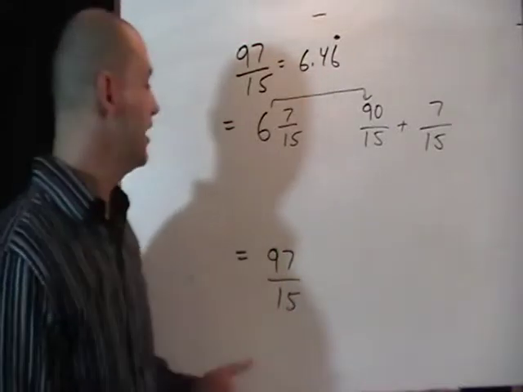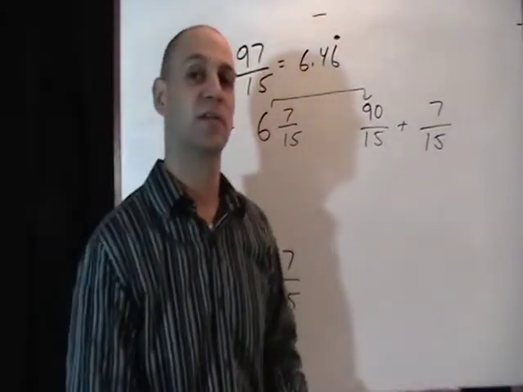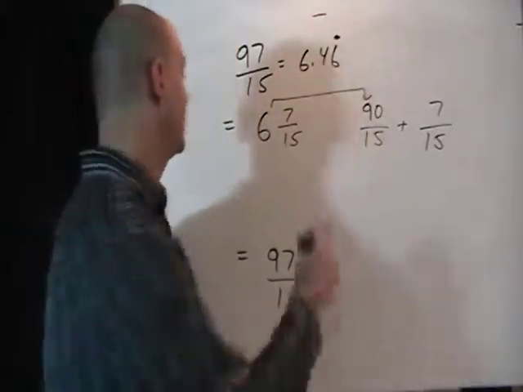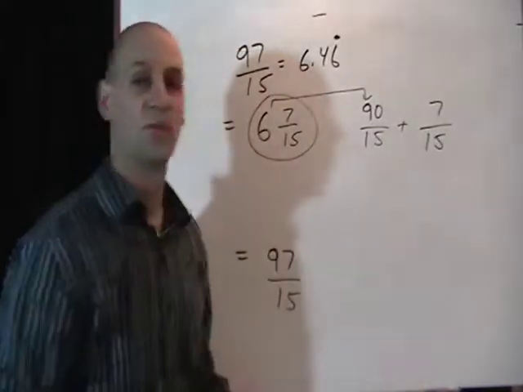Now, the only last thing that we need to do is check and see if it is 7/15 in lowest terms. Is there any whole number that can divide evenly into 7 and 15? And the answer is no. So that means that we know our answer is 6 and 7/15, and that's in the form of a mixed number in lowest terms.